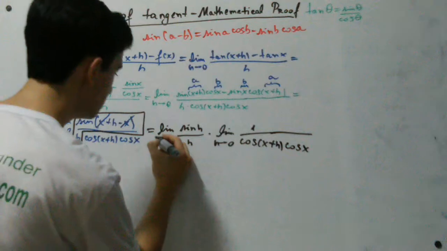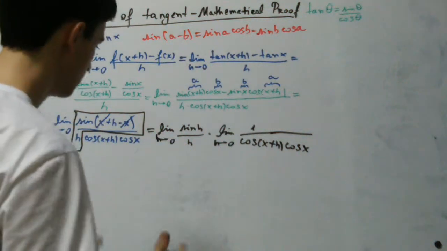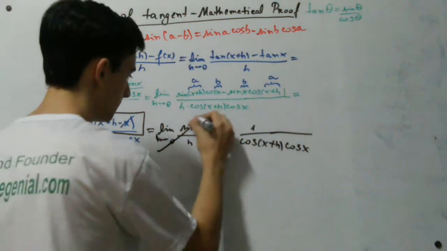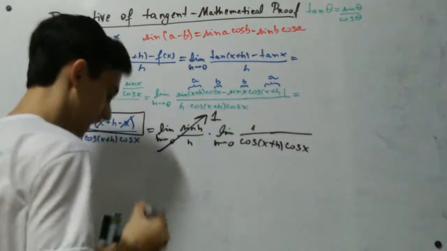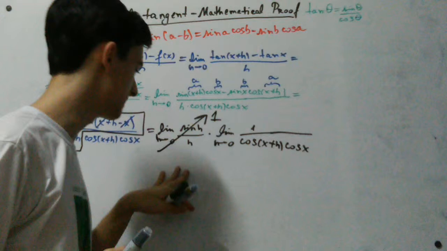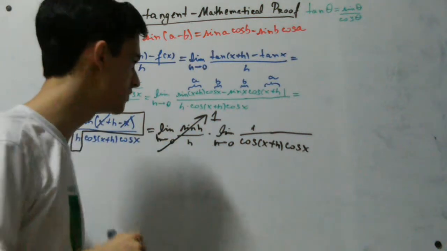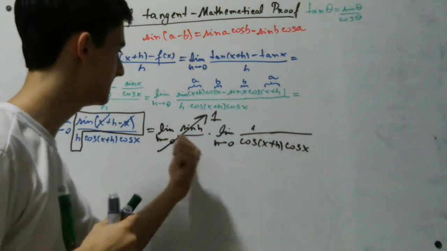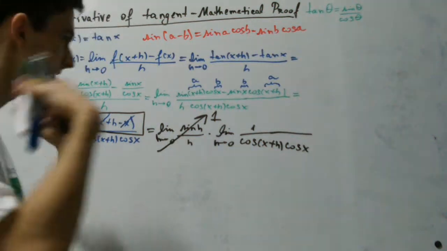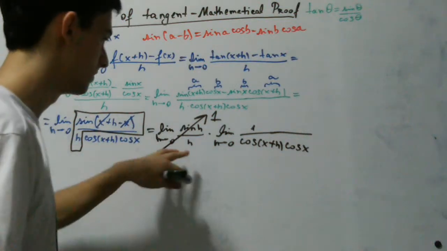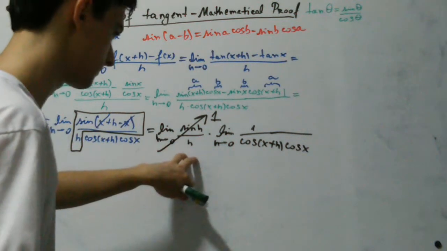This limit here is a very famous limit. It's very important in calculus, and this limit is 1. This is a very famous limit, as I said. Maybe we will have in the future a video proving that this limit is equal to 1, but this is a very fundamental limit that we study in calculus. So as I said, this is 1.